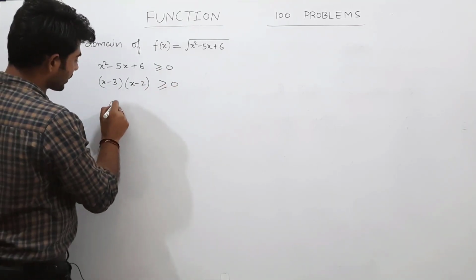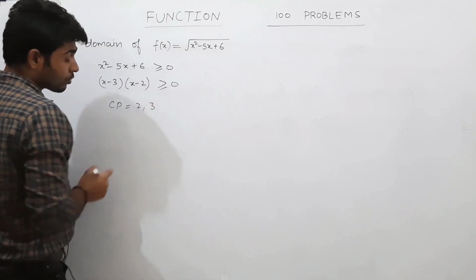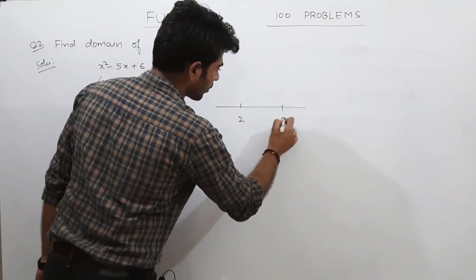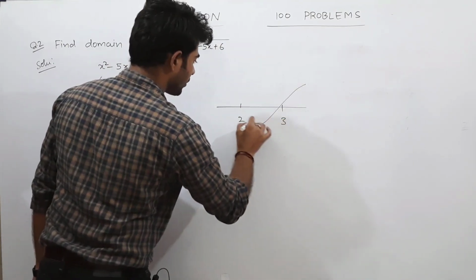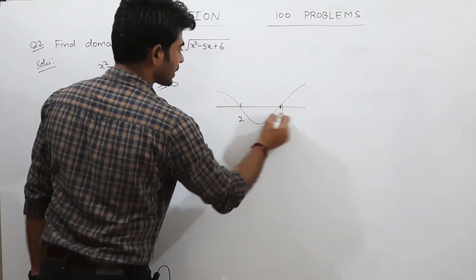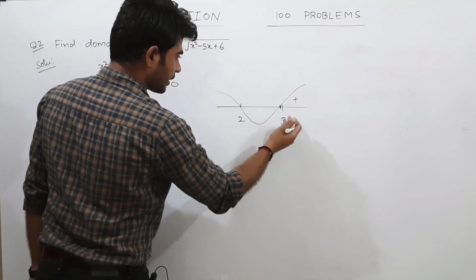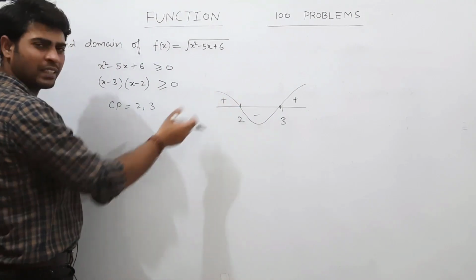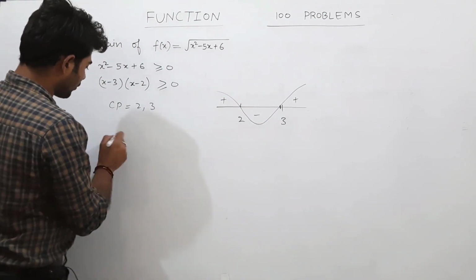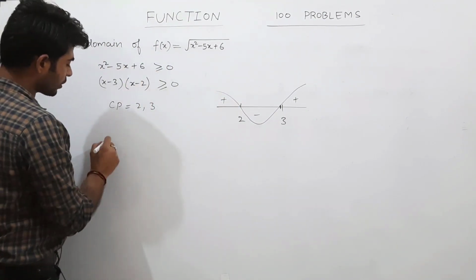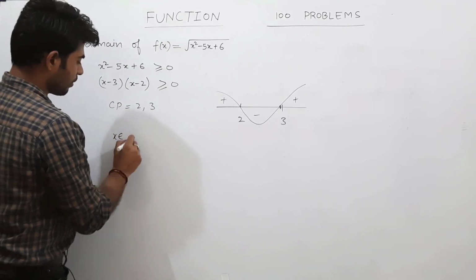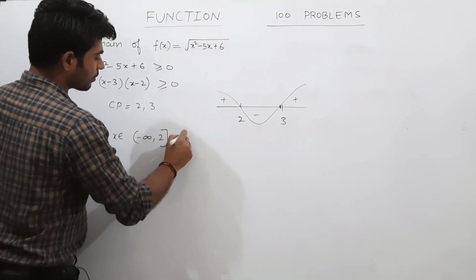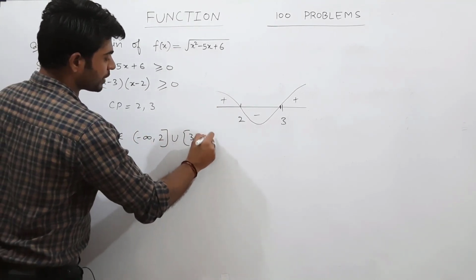Now here you will see the critical points are 2 and 3. So now apply the Wavy curve or sign system. Here you can see it will come like this. After 3 it is positive, in between 2 to 3 it is negative, before 2 it is positive. I am applying just a simple Wavy curve. So now we can say this inequality holds for x belongs to minus infinity to 2 union 3 to infinity.